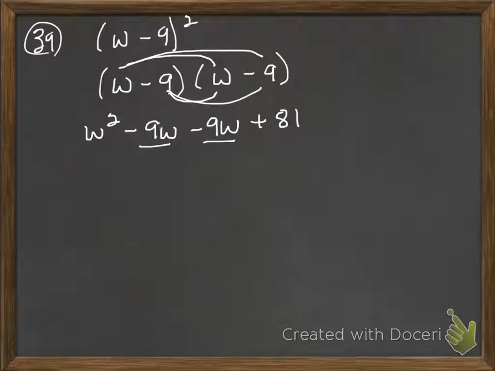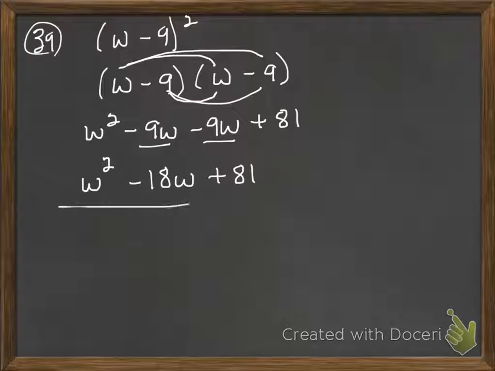The two middle terms are your like terms. I don't have any more W squared, so I just bring down my W squared. A negative 9W and a negative 9W do not cancel because they are not opposites. So you combine negative 9 and negative 9, and that gives you negative 18W. And then you bring down the plus 81. And that is your answer.